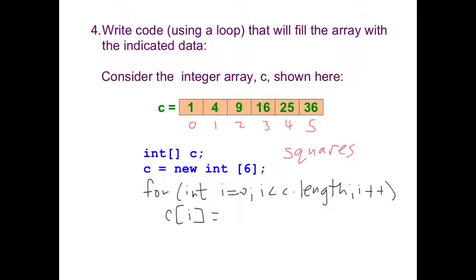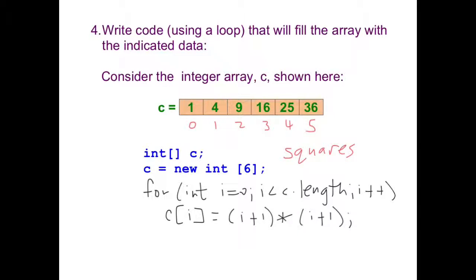So the way we can handle this is we say for each value for i, we're going to let c sub i equal i plus 1 times i plus 1. That way when i is equal to 0, we're going to have 1 times 1, which is just 1, which is correct. When i is equal to 1, we're really going to be doing 2 times 2, and 2 times 2, of course, is 4. Let's check way at the end. When i is equal to 5, we're really going to be doing 6 times 6, which is 36, and that's perfect. So this one is done.